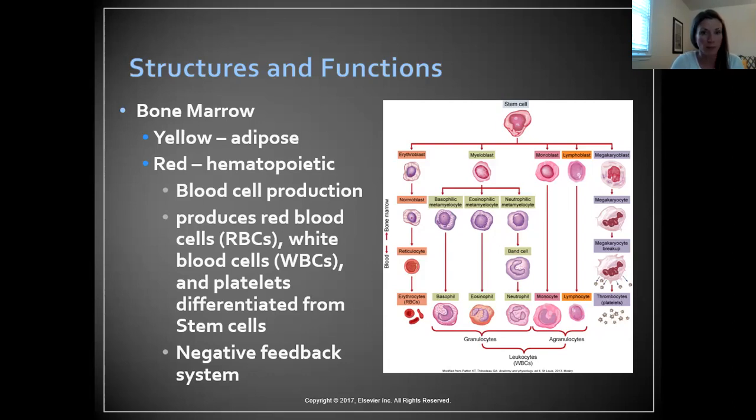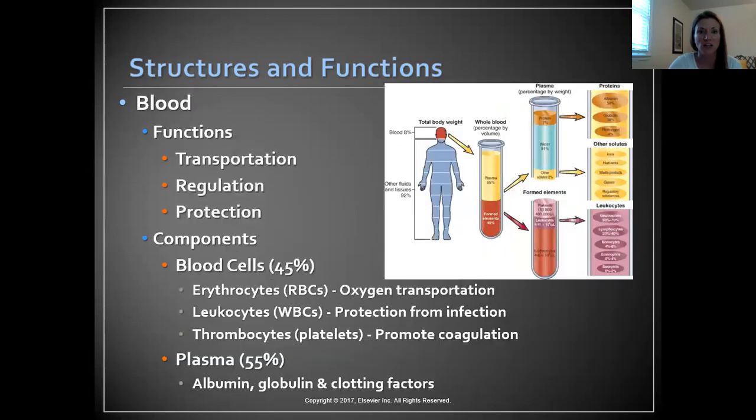There are three types of blood cells: red blood cells, white blood cells, and platelets. And they all develop from a common hematopoietic stem cell, which is an immature blood cell that is able to self-renew and differentiate into hematopoietic precursor cells. The bone marrow responds by a negative feedback system to the need for specific blood cells by increasing that cell's production.